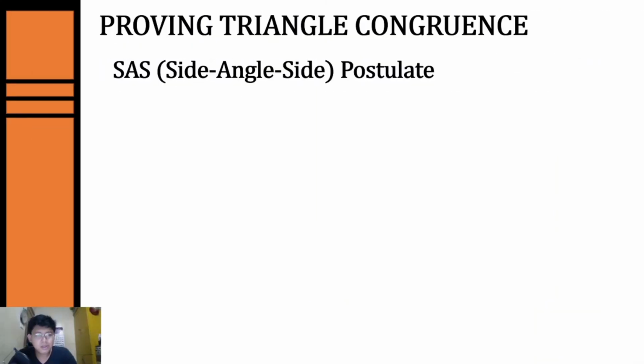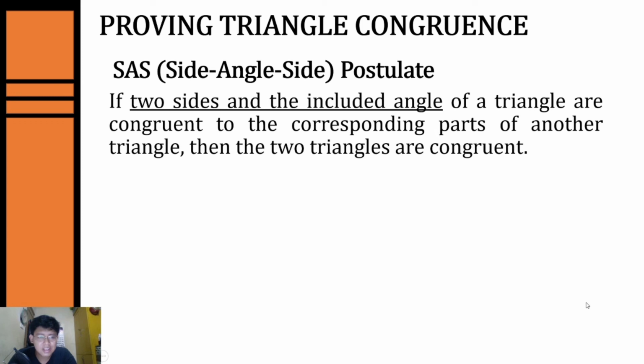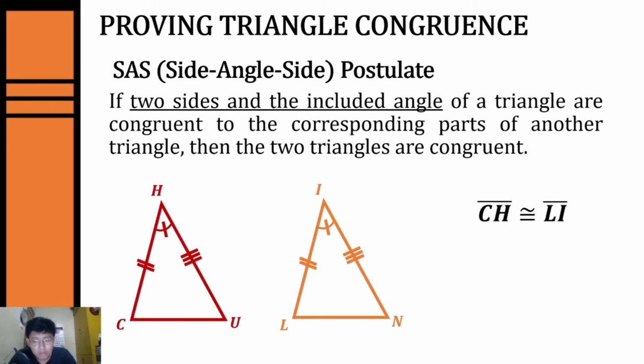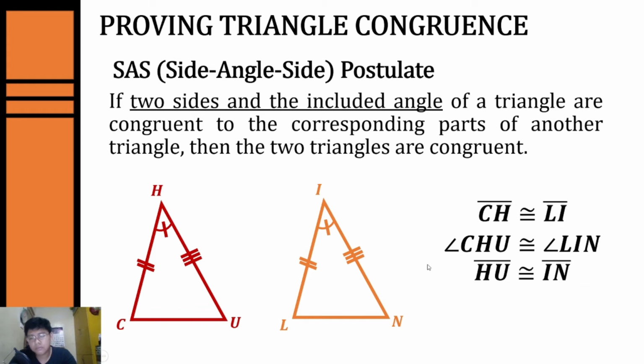Okay, next postulate is the side-angle-side postulate. If two sides and the included angle of a triangle are congruent to the corresponding parts of another triangle, then the two triangles are congruent. Let's have an example. Side CH is congruent to side LI. Angle CHU is congruent to angle LIN. And side HU is congruent to side IN. Knowing that we have these three parts of a triangle being congruent, we can conclude that triangle CHU is congruent to triangle LIN.